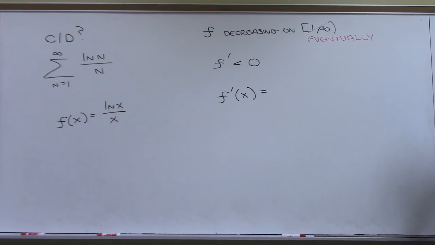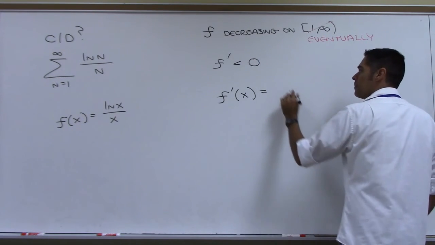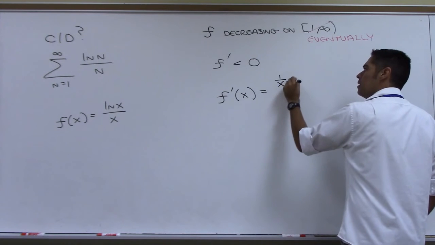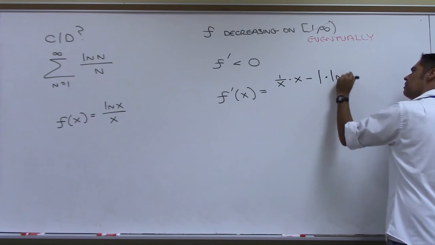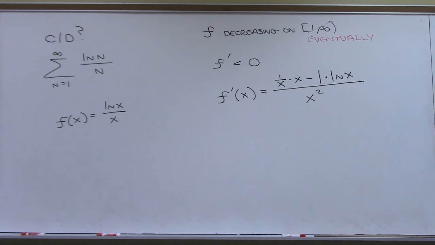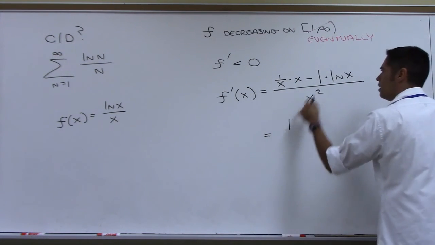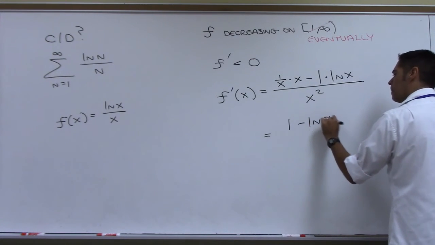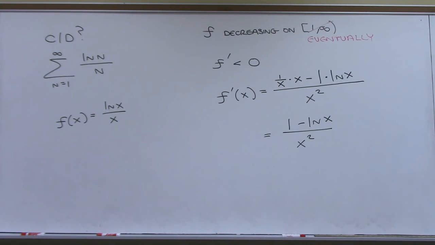All right, so I'm going to take the derivative of the function itself, using the quotient rule: derivative of the top times the bottom minus the derivative of the bottom times the top, all over the bottom squared. Agreed? And this is equal to, simplifying 1 over x times x is 1, (1 minus natural log x) over x squared. Now I need to convince you that this is negative. Eventually.